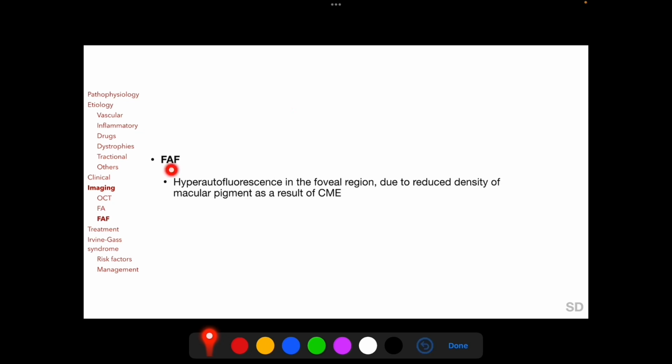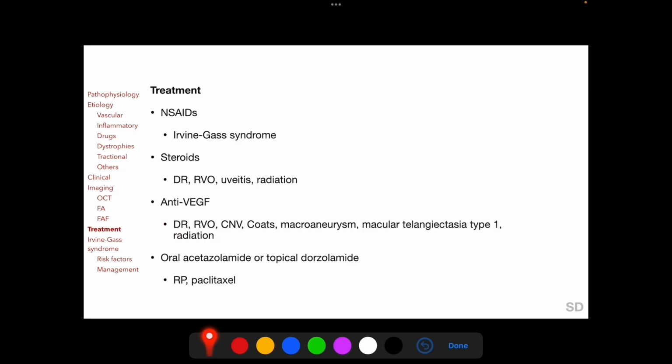syndrome. On fundus autofluorescence, due to reduced density of macular pigment in an eye with CME, we will find hyperautofluorescence in the foveal region as a result of reduced blockage of autofluorescence from the underlying retinal pigment epithelium. The most commonly employed treatment modalities for CME include NSAIDs, steroids, and anti-VEGF. NSAIDs are typically used for CME following cataract surgery.